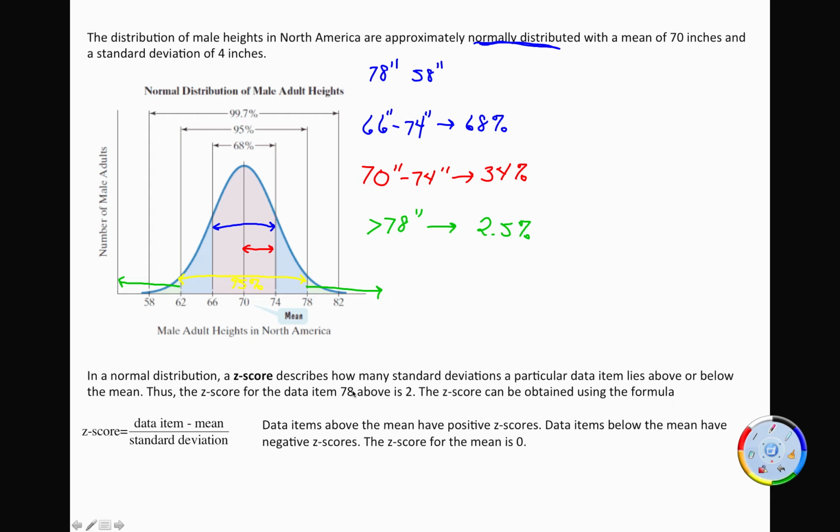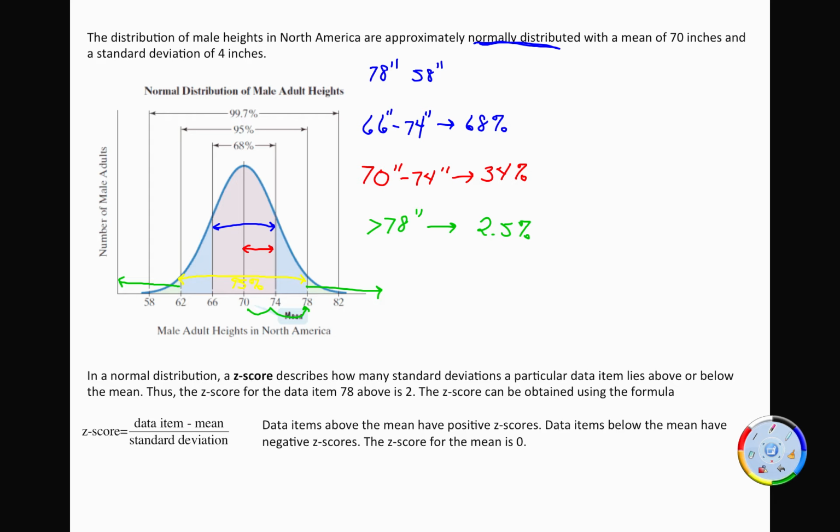Okay. In a normal distribution, a z-score describes how many standard deviations a particular item lies above or below the mean. Thus, the z-score for the data item 78 above is 2, because it's 2 standard deviations above the mean. The z-score can be obtained using the following formula. The data item minus the mean divided by the standard deviation.